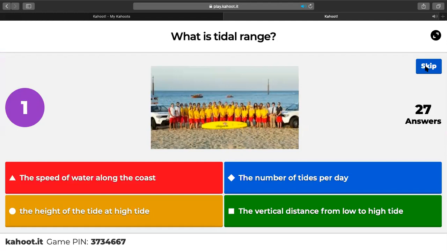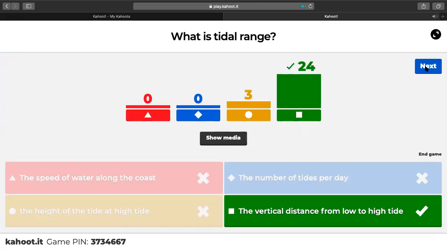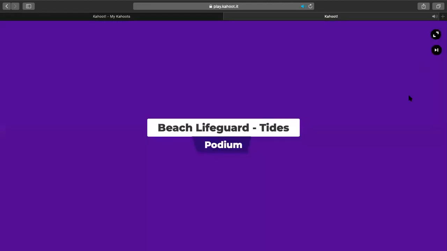Last question, who's going to be the winner of this? Oh, lots of people got that right. The vertical distance from low to high. Tidal range is the tide coming up and going down.